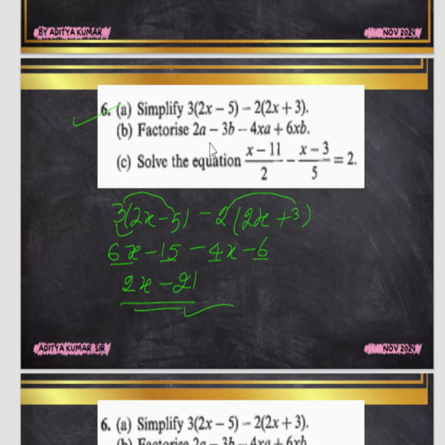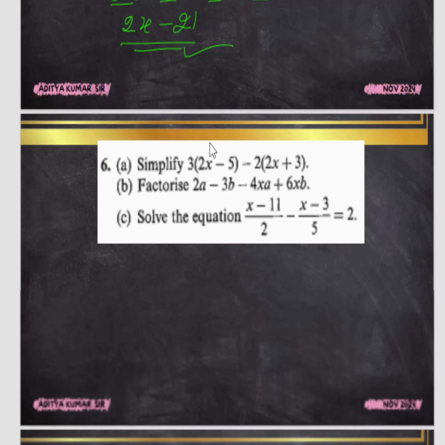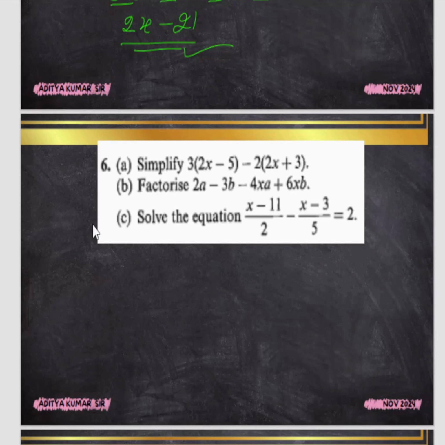Now we will see question number 2. Question number 2, part b, is to factorize this expression: 2a - 3b - 4xa + 6xb. We have to simplify this part.